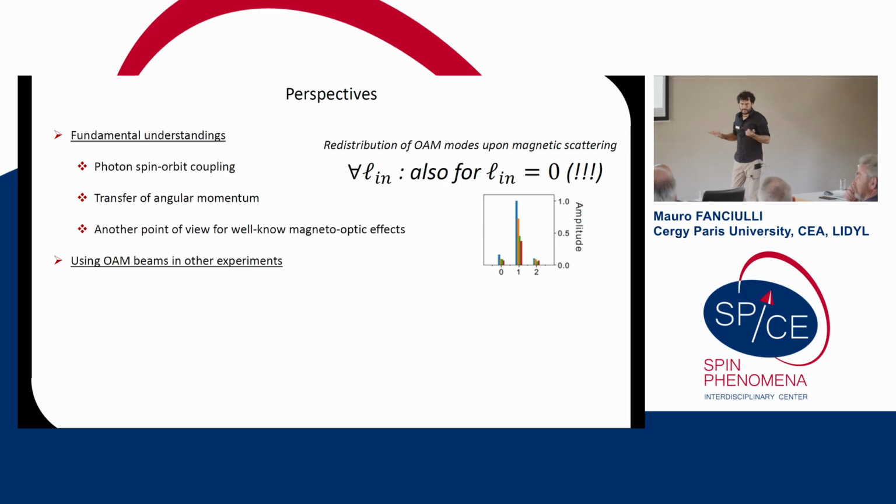Maybe it's also trivial because, in a sense, it's like scattering from some sort of edge, and then it changes the modes, right? In this case, it's a magnetic edge. But still, it's a fresh point of view, maybe, to look at also studies such as circular dichroism or others, and therefore can open new questions and hopefully new applications.